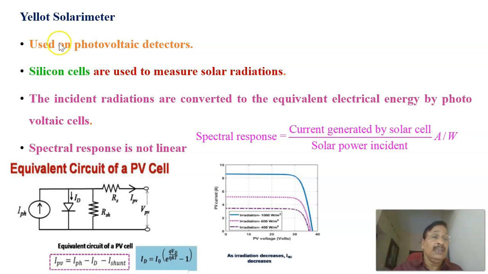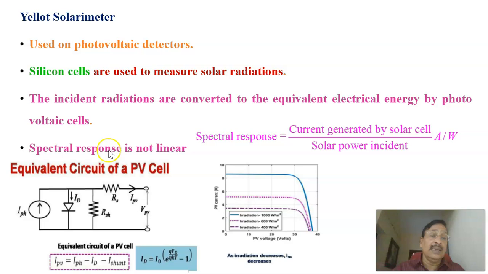The second one is the pyranometer, also called the solarimeter. That uses photovoltaic detectors, that is, silicon cells are used to measure the solar radiation. The incident radiation is converted into equivalent electrical energy by the photovoltaic cells. As radiation falls on the cell, there will be a current that indicates the radiation, or that can be calibrated in terms of the radiation.